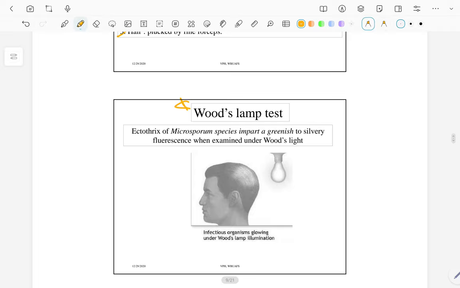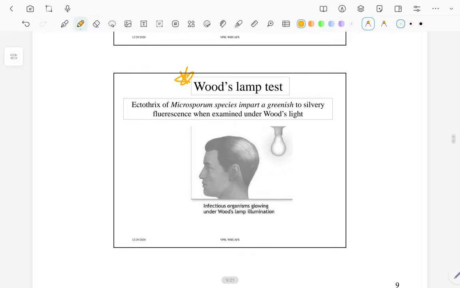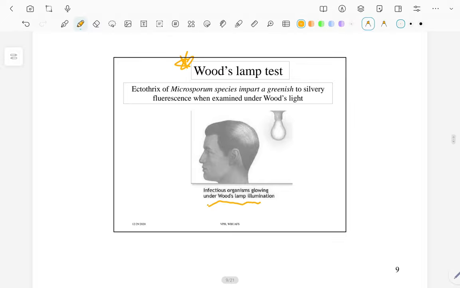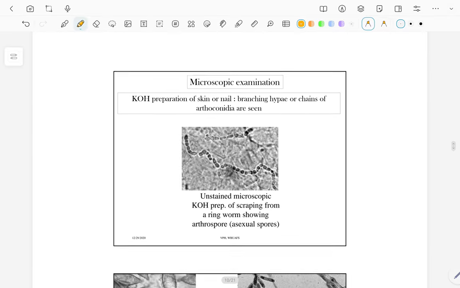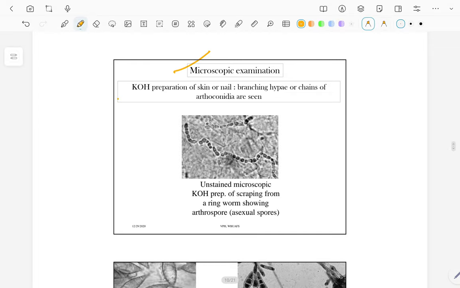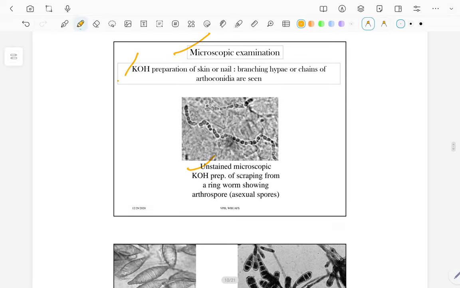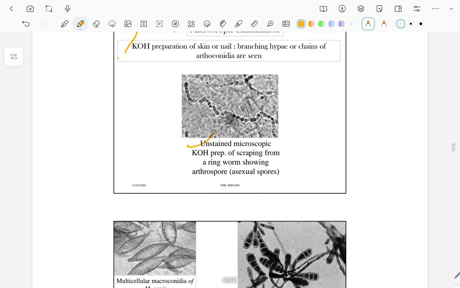Wood's lamp test: ectothrix Microsporum species emit a greenish to silvery fluorescence when examined under Wood's light. Infectious organisms glow under Wood's lamp illumination. Microscopic examination: KOH preparation of skin or nail shows branching hyphae or chains of arthroconidia. Unstained microscopic KOH preparation of scrapings from ringworm shows arthroconidia, asexual spores.